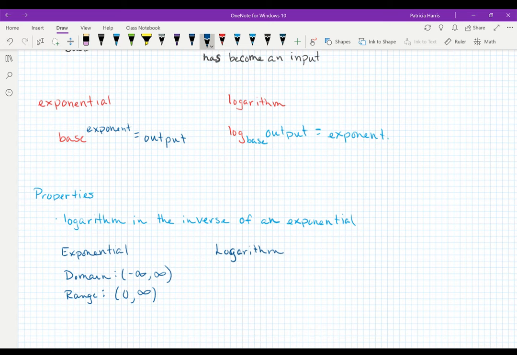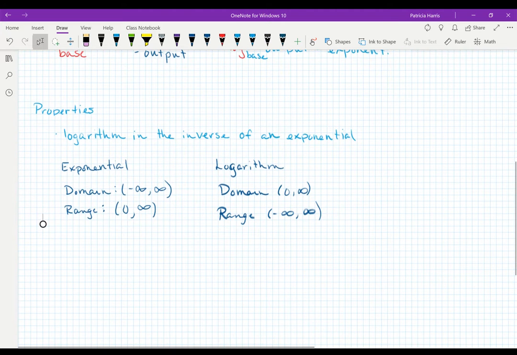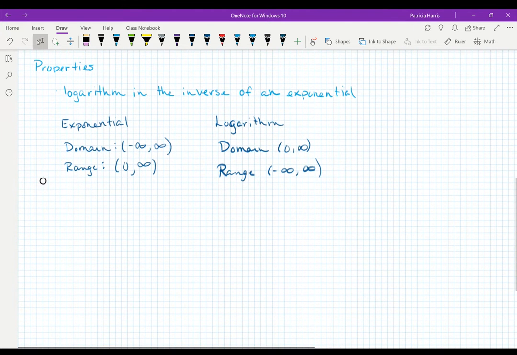these are going to switch. So our domain becomes 0 to infinity, and our range becomes negative infinity to positive infinity. Okay. So now keep that idea of opposites in your head as we go through some other properties of logarithms. Okay, so I'm going to keep the exponential column and the logarithm column.